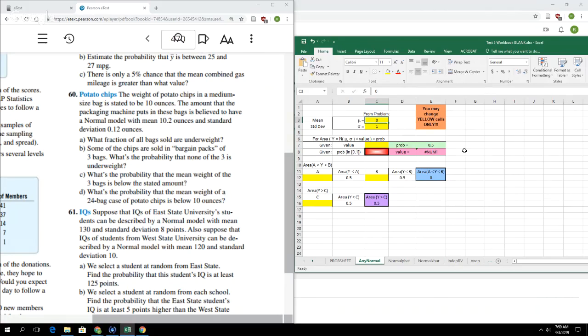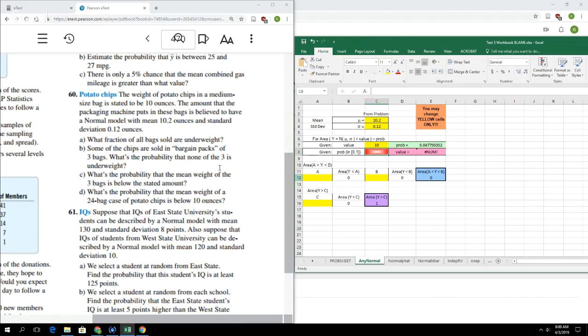So what's our mean? 10.2, just type that in. What's our standard deviation, otherwise known as sigma? That's 0.12. Hit enter. What do I want to know? When are the bags underweight? Okay, so I'm going to use the y less than value version. Again, we've got less than, between, and greater than. Y less than, and I want it to be less than 10 ounces. Anything less than that is an underweight bag. There you go. We typed the numbers into the form, and the form gave us the answer. Yes, that's how it goes.